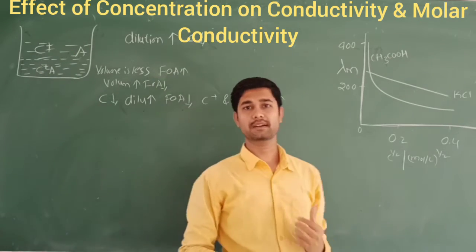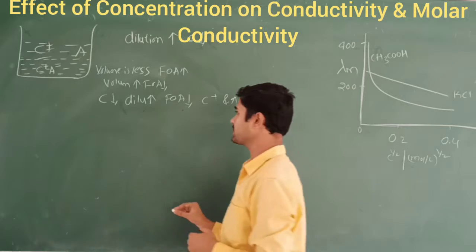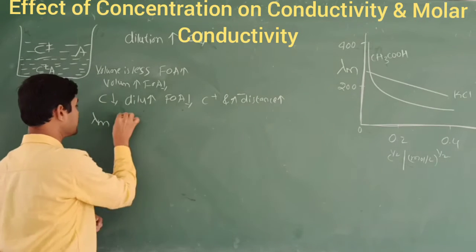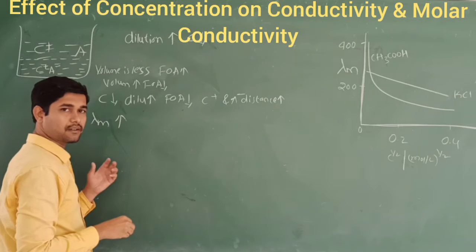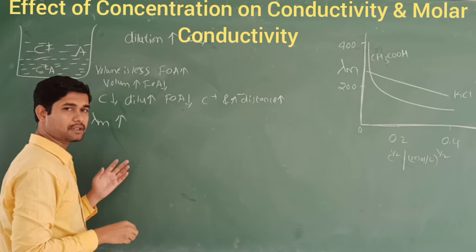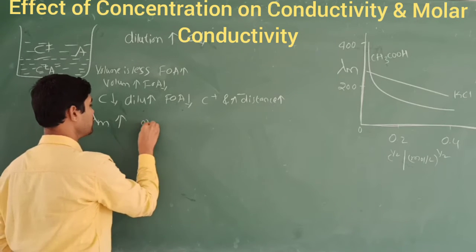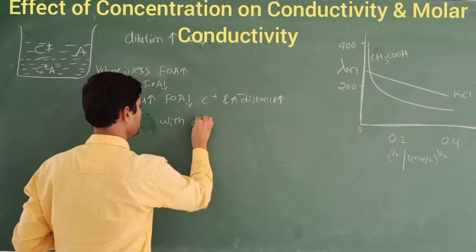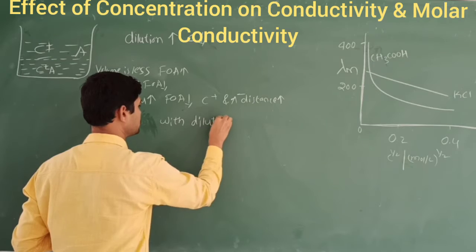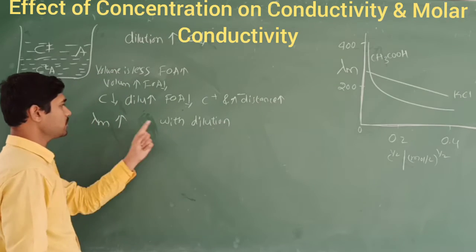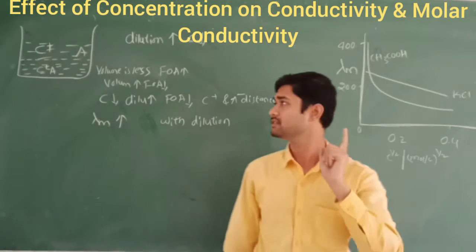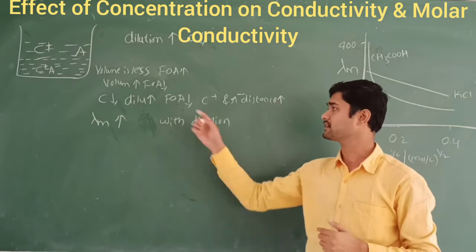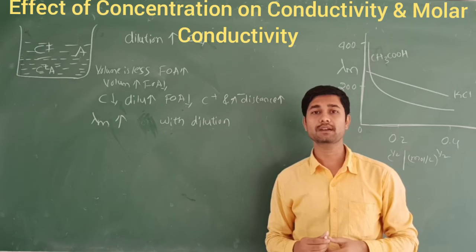So what about the molar conductivity? The molar conductivity is called lambda m. How does it change? The molar conductivity goes on increasing when you add dilution. The molar conductivity of the solution increases with dilution. So this is the effect of concentration on the conductance as well as on the molar conductivity.